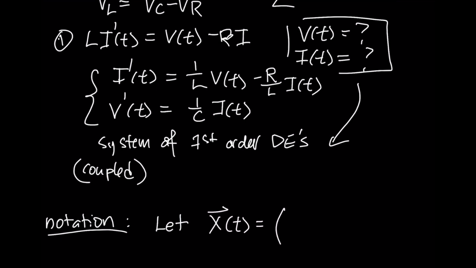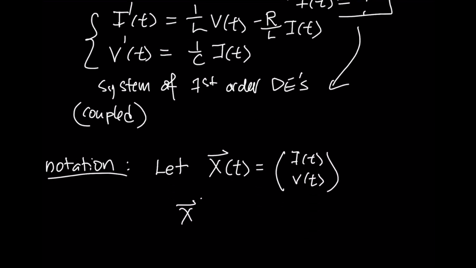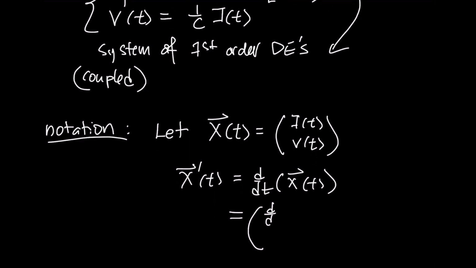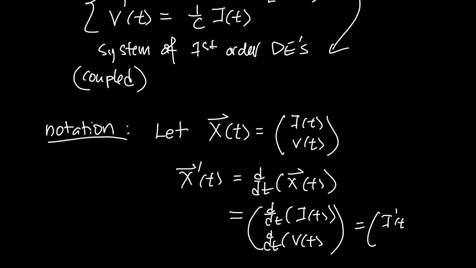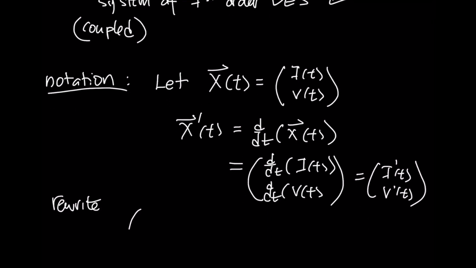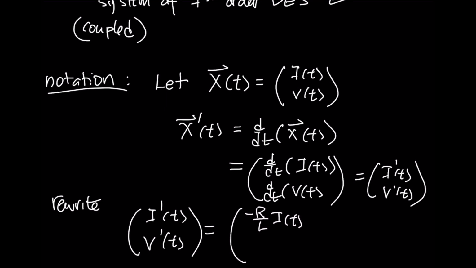If we say that the vector x of t is a vector function that now holds our two unknowns, and we define x prime of t as the derivative of this vector function, that is the derivative of each individual component, I prime of t and V prime of t. Then there's a way for us to rewrite that system. I prime of t and V prime of t are components in a vector, and the first component we had is negative R over L times I of t plus 1 over L times V of t, and we had 1 over C times I of t. We have 0 times V of t.